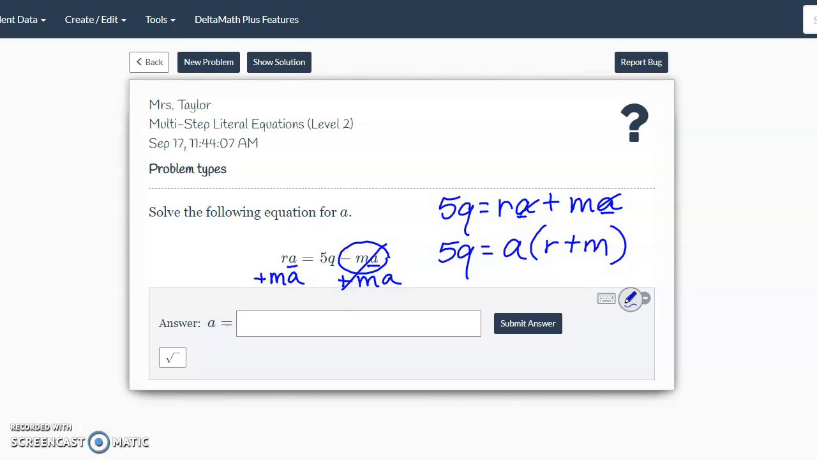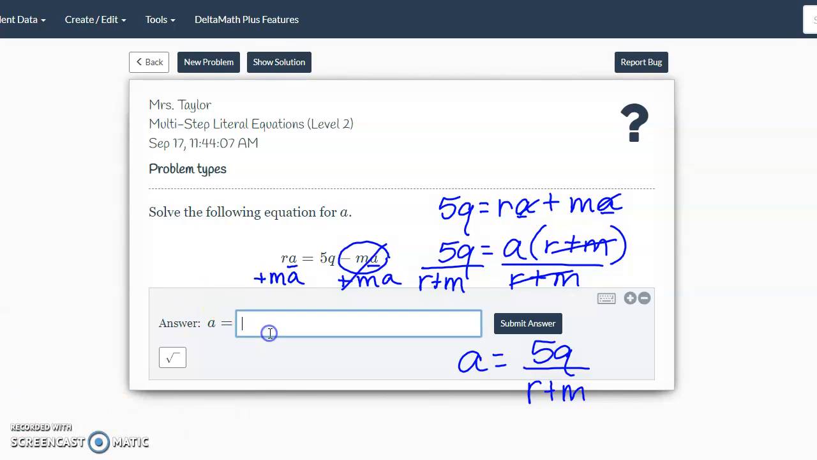So to get rid of that, I'm going to divide both sides by that R plus M. And I don't need to use the parentheses anymore. So my A is going to equal this 5Q and then this R plus M. So when I go to type this in, I am going to use the division key to indicate that I have a fraction in my problem.